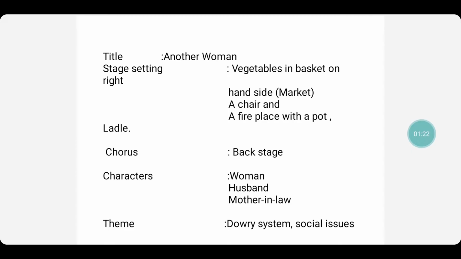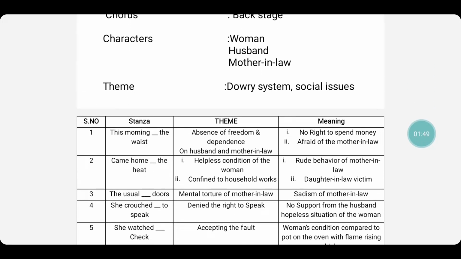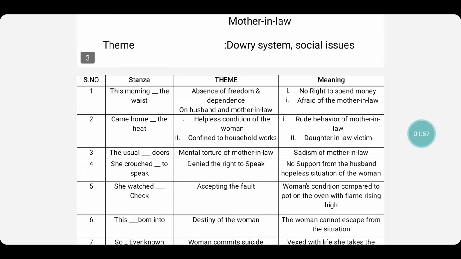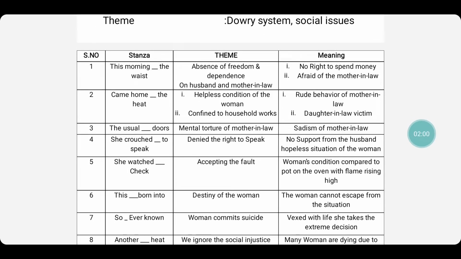Now the title is Another Woman. The stage setting is the vegetables in the basket on the right hand side, that denotes the market where the daughter-in-law goes to get the vegetables. A chair wherein the mother-in-law sits. A fireplace with a pot wherein the daughter-in-law goes and cooks the food. Chorus: the chorus is to the backstage. Characters: the characters are the woman, the husband and the mother-in-law. The theme is dowry system, which is a social issue which is making us forget the human relations.